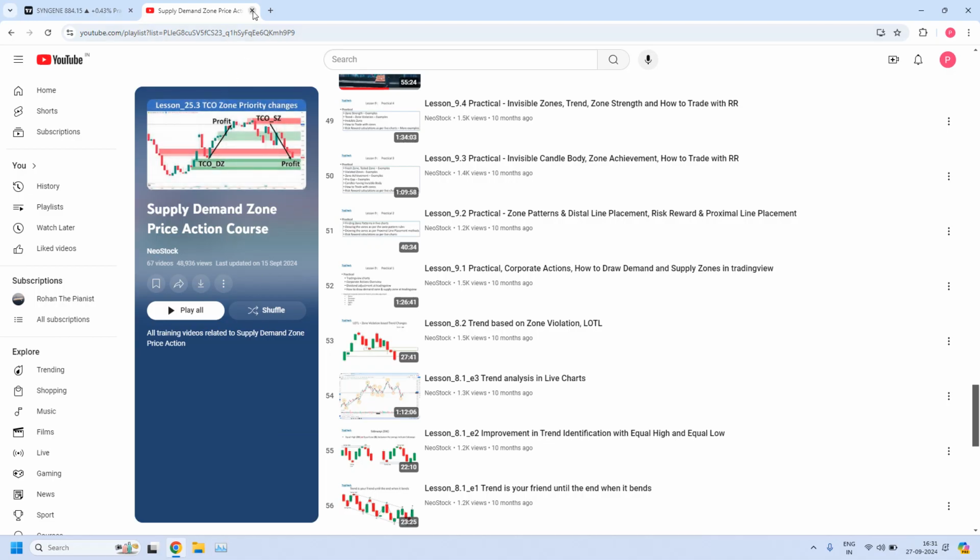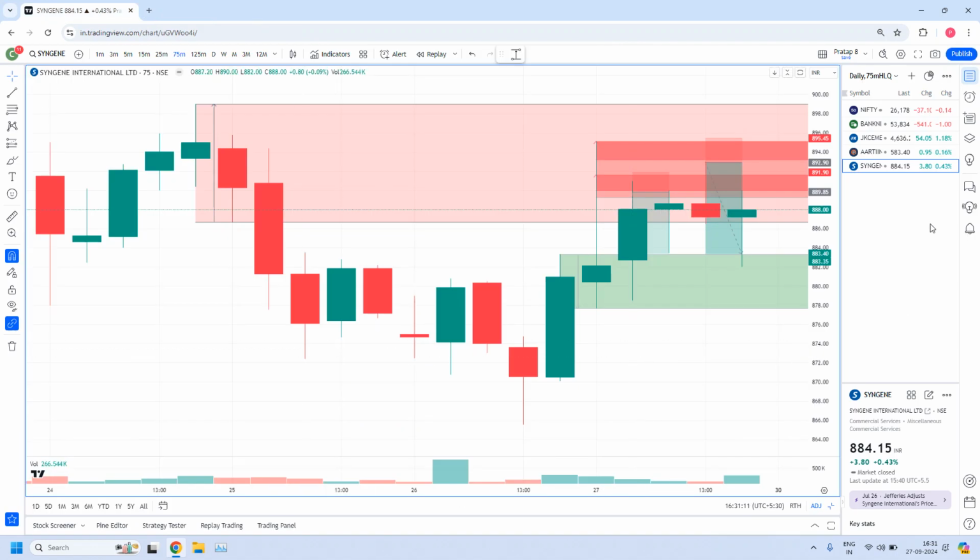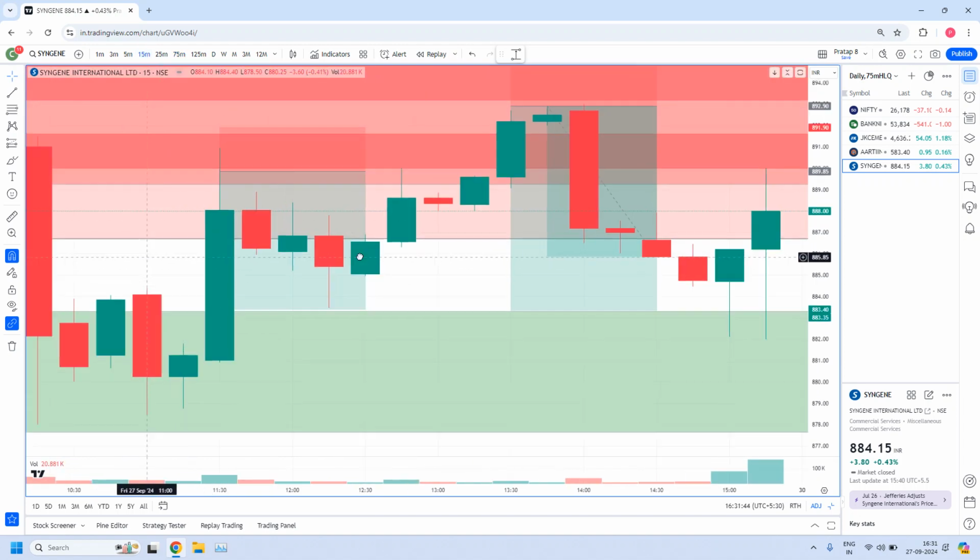Now let's get into the analysis of the high liquidity zones. We have identified 3 high liquidity zones for today's trading session, and out of these 3 we got 2 stocks that gave 3 trades, excellent trades. Let's discuss them. The first one is SYNGENE International. This is a 75 minutes high liquidity supply zone. We have a rally, 3 base candles and a drop candle. This is what is identified by our software. And this zone has to be fine tuned with the 15 minutes time frame.